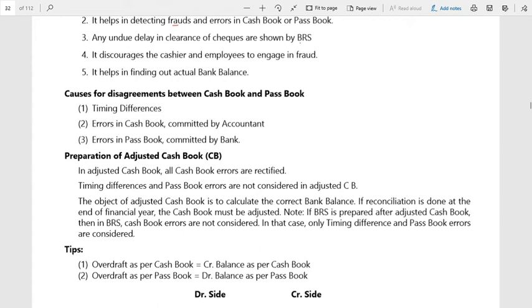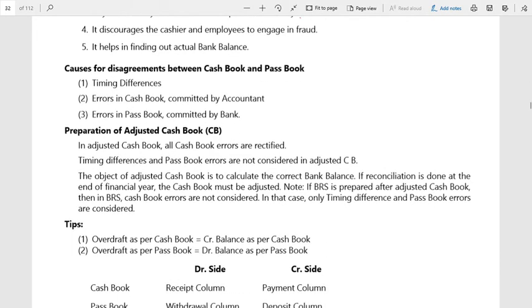Now, these are the causes for disagreement between cash book and passbook. Number one is timing differences, which is the major one. The second is errors in the cash book committed by the accountant, or errors in the passbook committed by the bank. These are the three cases. Timing differences are temporary. These errors are committed by the accountant.